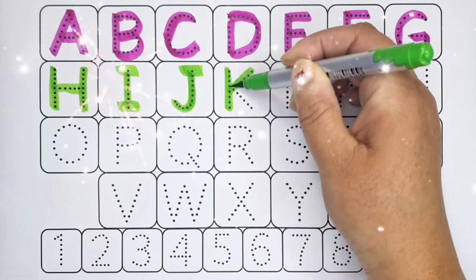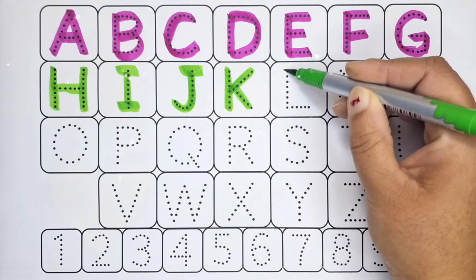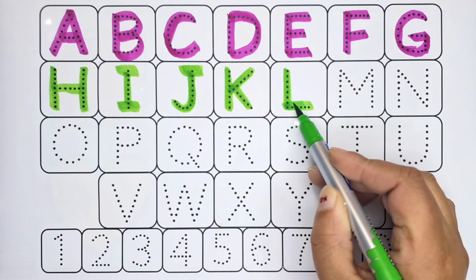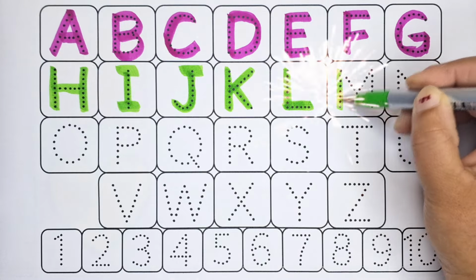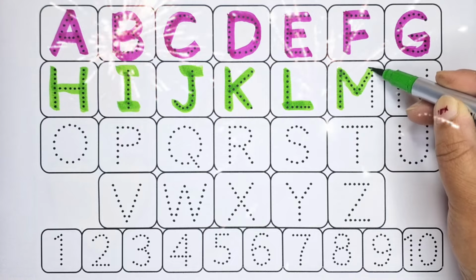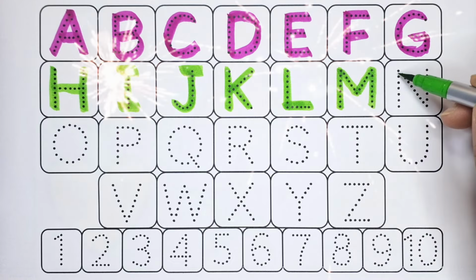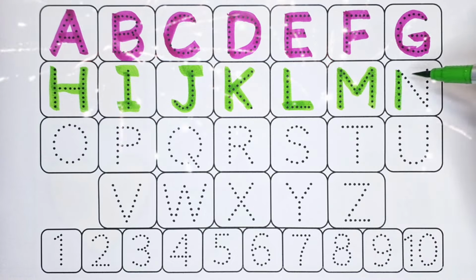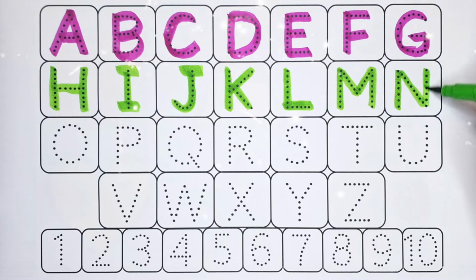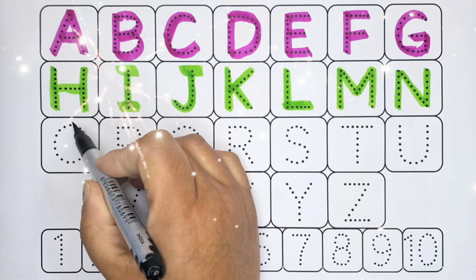K for kite. L, L for lemon. L for lemon. M, M for monkey. M for monkey. N, N for noodles. N for noodles. Black color.